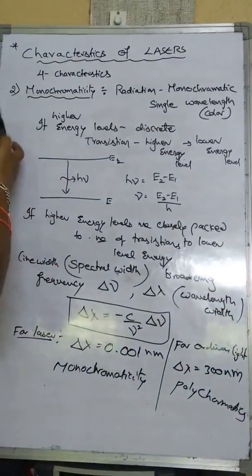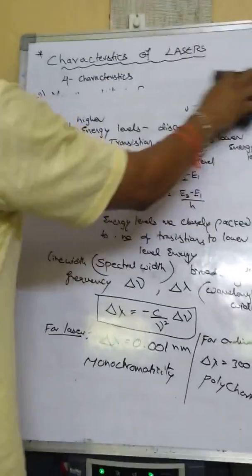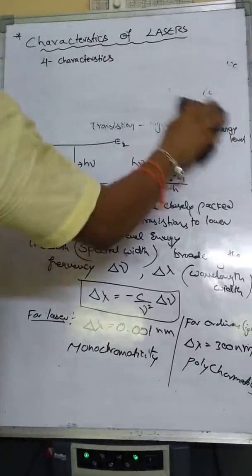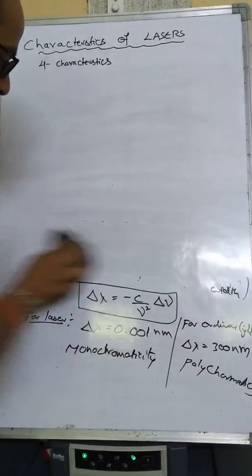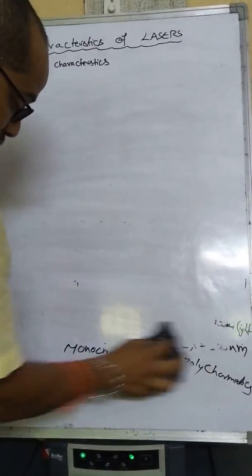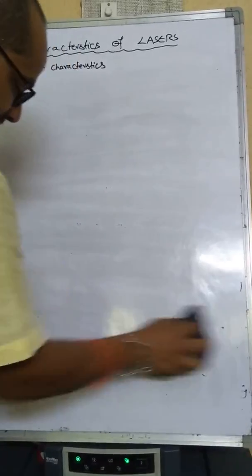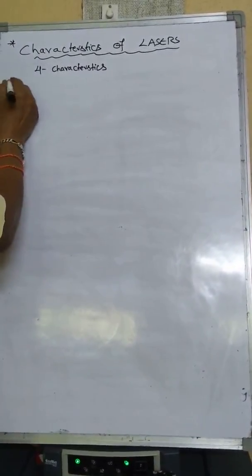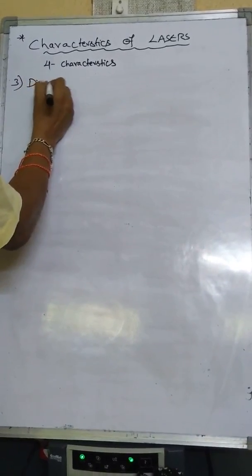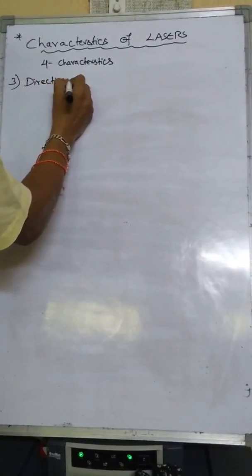And coming to the third characteristic: coherence and monochromaticity lead to the third property, called directionality.